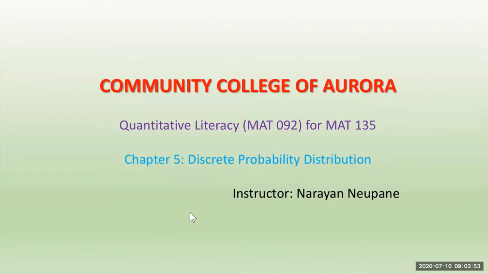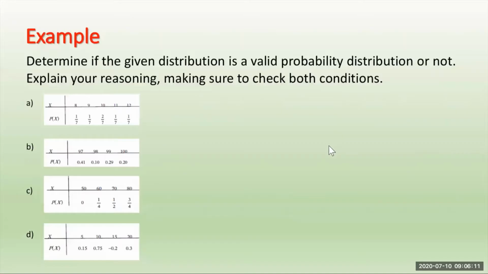So today we'll be exploring chapter 5, discrete probability distribution. And here we are solving some basic problems on discrete probability distribution that will help you to solve every single problem from Math 135 from your mastery exercise. So here we are going to start with the first example.